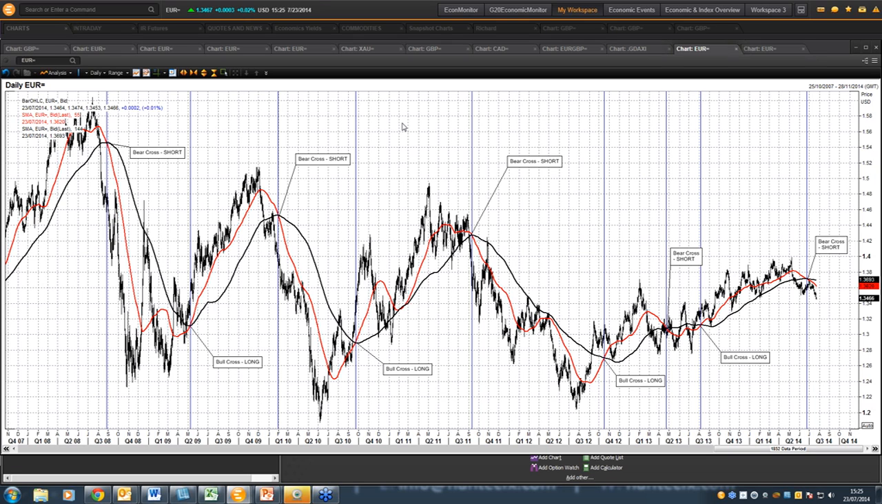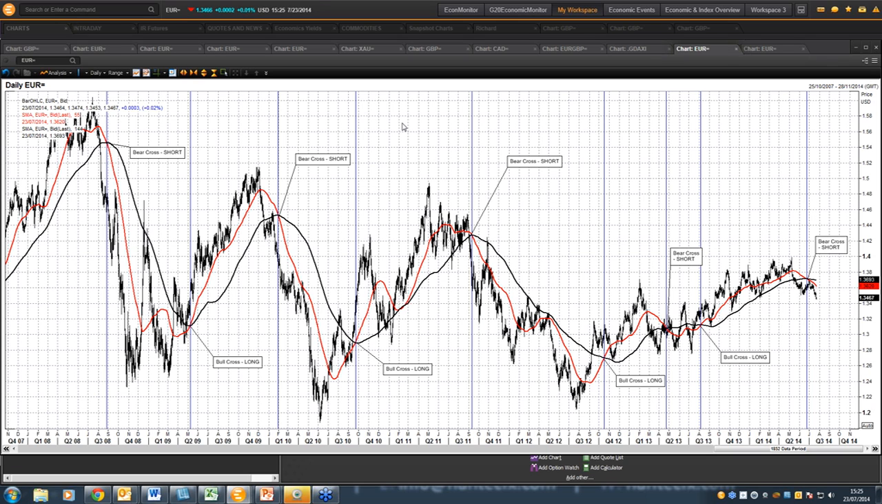Now, basically, the idea being that you use two different moving averages, and you trade when the shorter moving average crosses over the longer moving average. Some people call that death and golden crosses. A death cross being when the moving average turns below the longer moving average, and the golden cross being the opposite of that, when the moving average turns above the longer moving average.